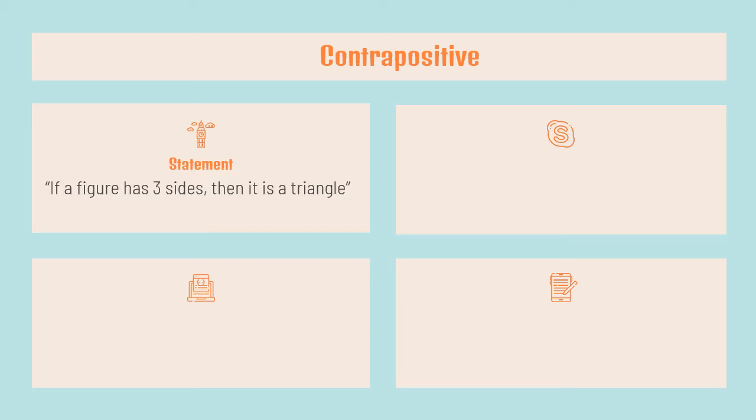So for example, the statement is, if a figure has 3 sides, then it is a triangle. It is the statement. So we need to converse or reverse. If a figure is a triangle, then it has 3 sides. The converse of the statement just switches 3 sides and triangle.